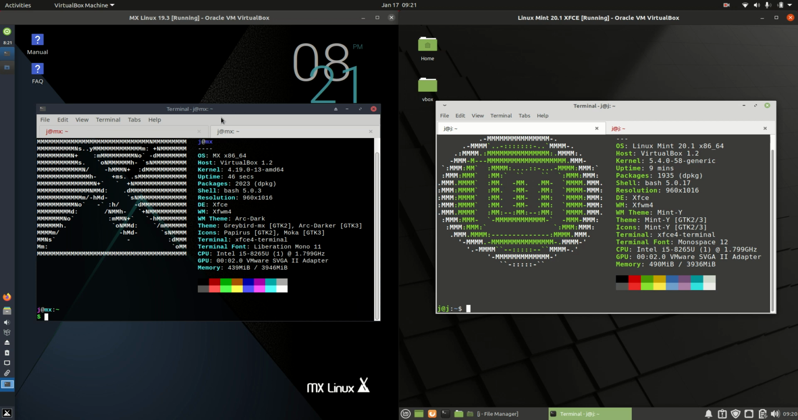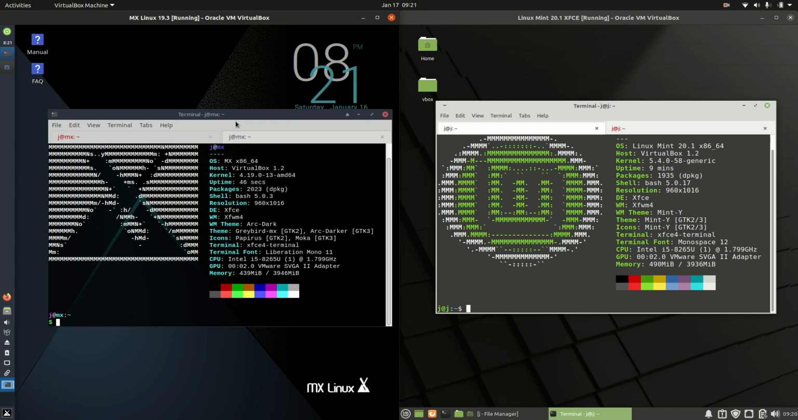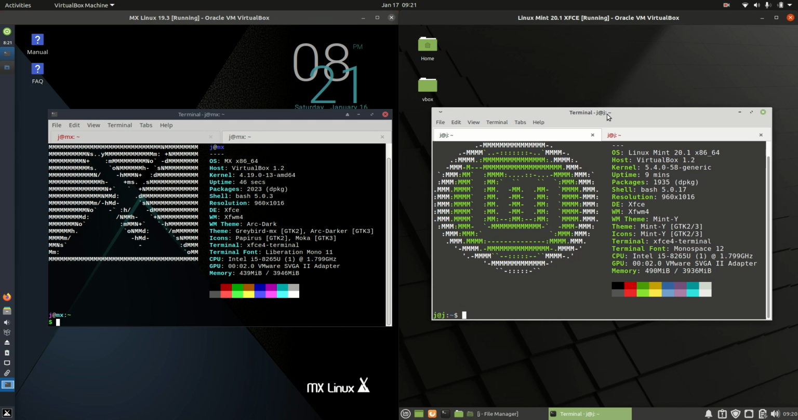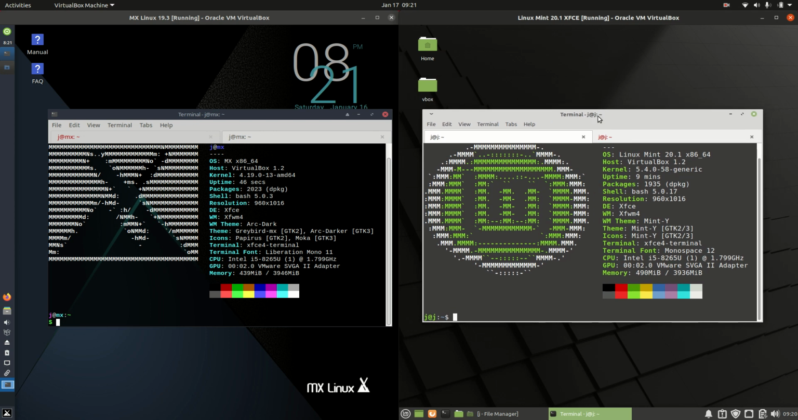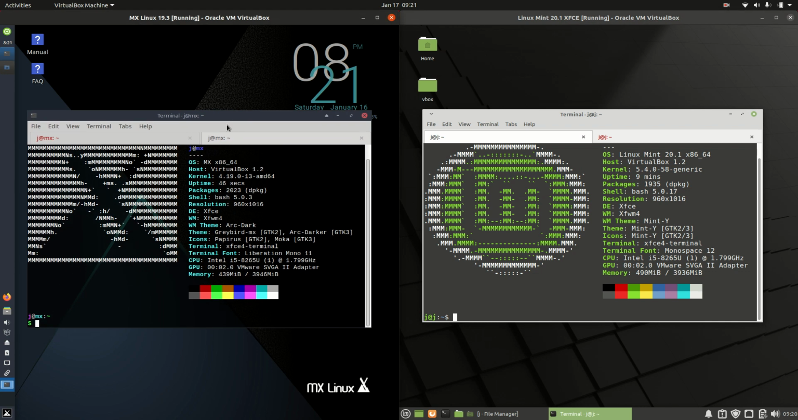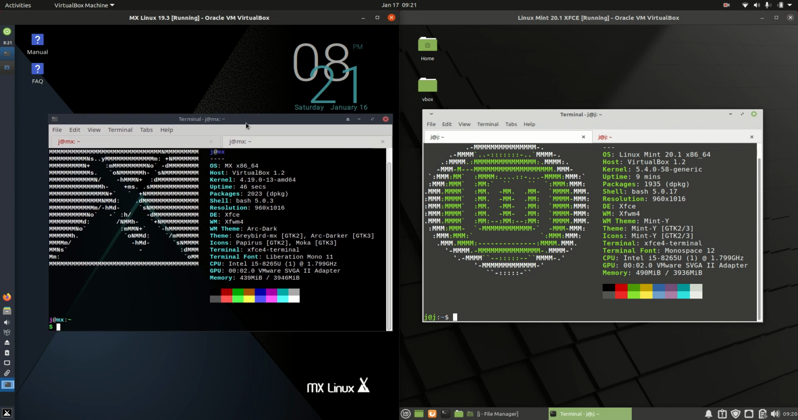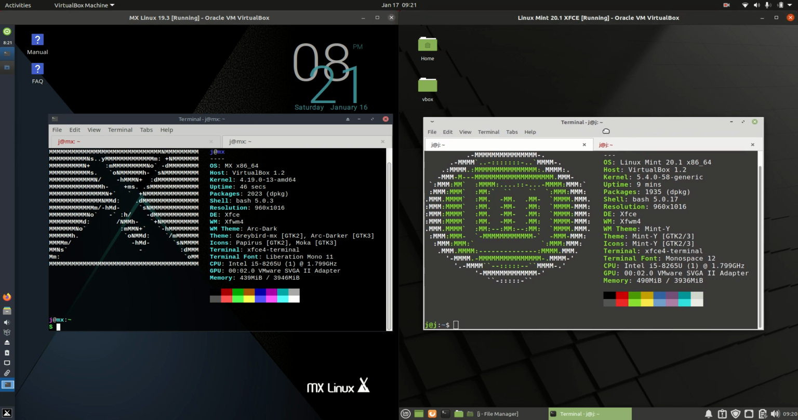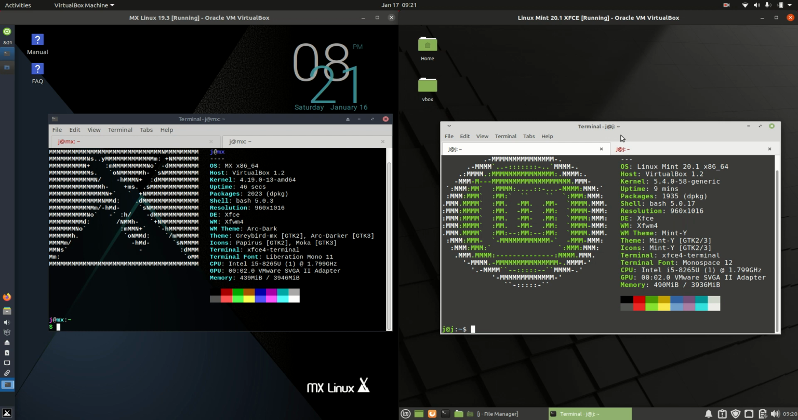Okay, so starting off, MX Linux 19.3 on the left and Linux Mint 20.1 XFCE edition on the right. If we were to have a bit of a chat about these, I would firstly tell you that on the left, MX Linux is actually based on Debian, Debian Stable in fact, but on the right, as you might guess, Linux Mint is actually based off Ubuntu, which is in turn based on Debian, so imagine that.